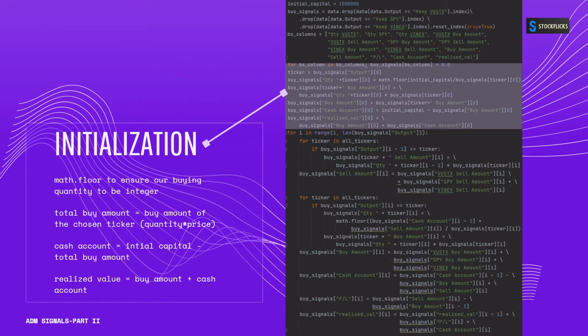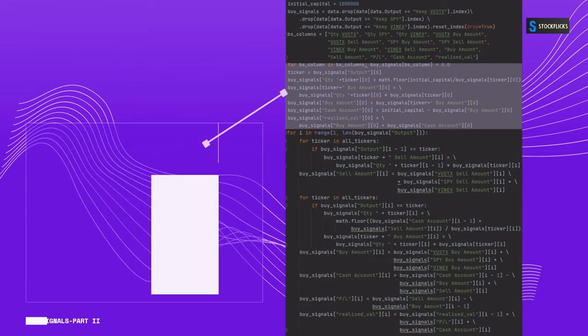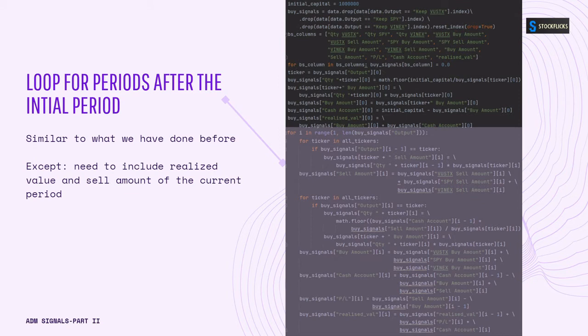The cash account will be the initial capital minus the total buy amount, and the realized value will be the sum of buy amount and cash account. Okay, we have calculated the initial values, we'll move on to the calculations of other months. The calculations of the remaining months are similar. However, we have to take the realized value and sell amount of the current period into consideration. For example, we add sell amount in the cash account. Also, we need to include the profit and loss in the calculation of the new realized value.